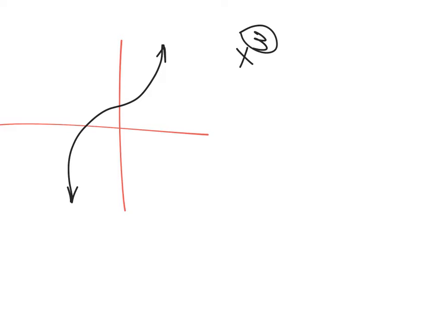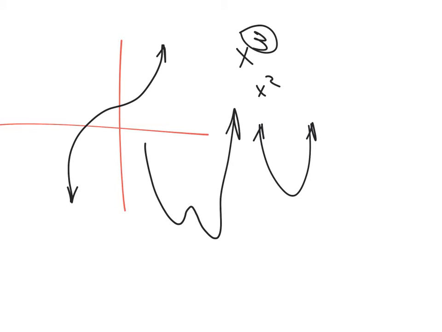Okay, if it is an even degree. Okay, so if it's an x squared, we get a parabola. They both open up or they both open down. If I have x to the 4th and it does this, they both open up, okay, because the exponent is an even number, okay?